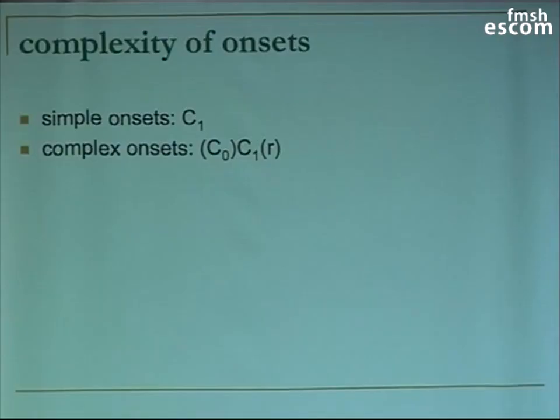Now, of course, as you've seen, onsets can be simple, where the onset is reduced to the C1 consonant, but they can also be quite complex. A complex onset has a consonant before the C1 and an R after the C1. That's the most complex type of onset you can have. Well, in fact, you can even have more complex ones if you have two prefixes.